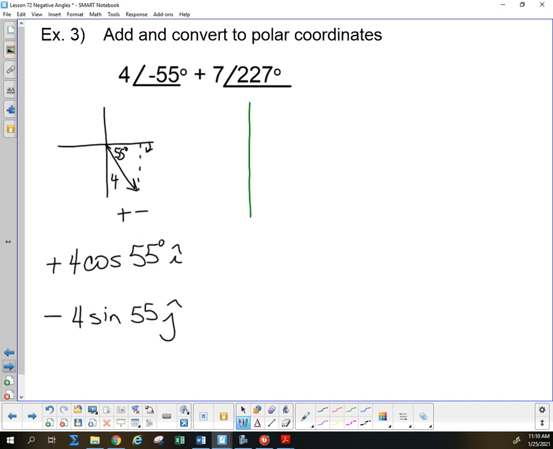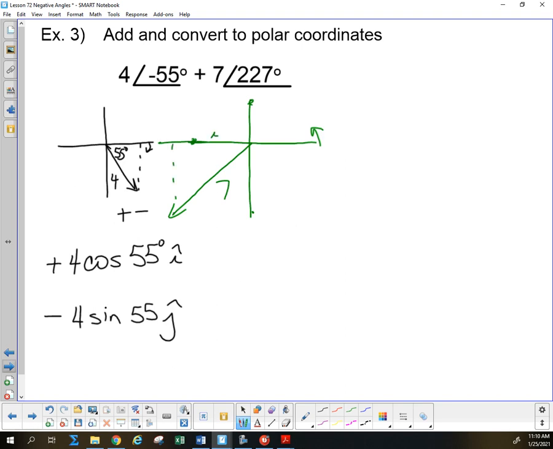Then I'm going to do the second one. This time I need to go in the positive direction, 227 degrees. So up at the top is 90, over on the left is 180, down at the bottom would be 270, that is too far. So I need to go somewhere about here, and it needs to be longer than that first vector. This one is 7, the first one was only 4.